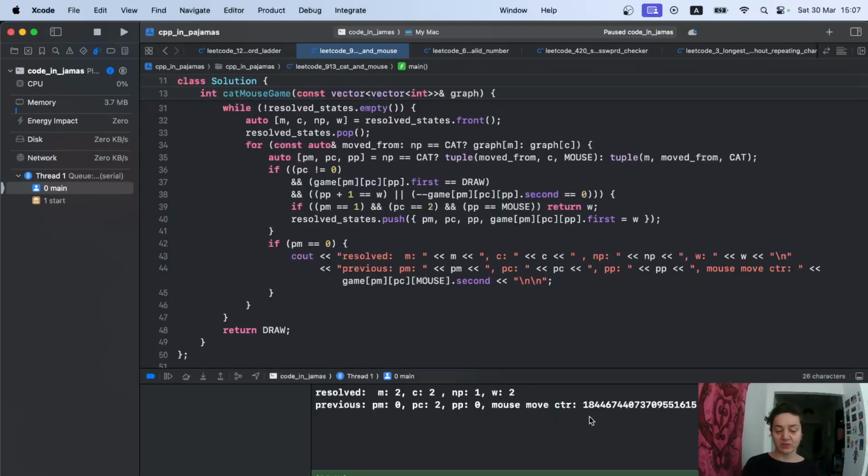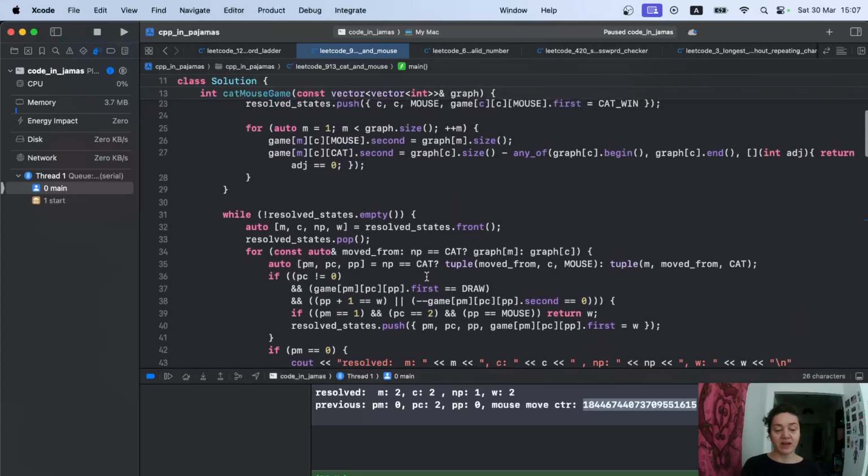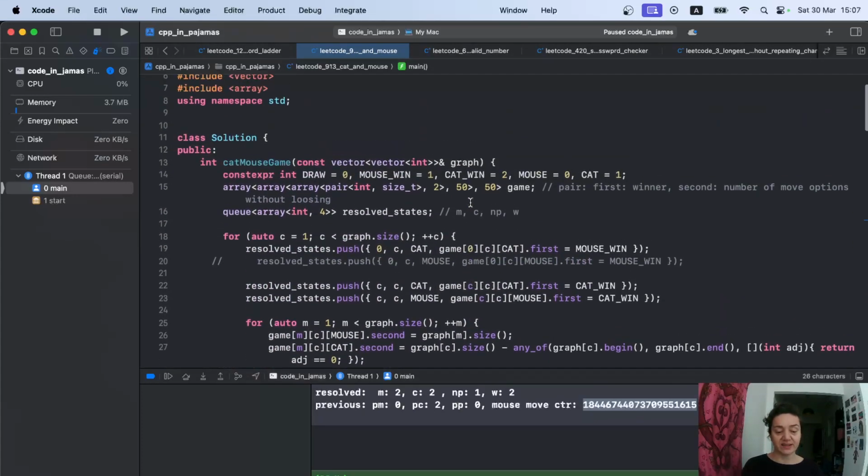Because look at the mouse move counter. Because when the mouse does this, it's just -1 for his move options for when he's here and he's here and it's his turn. It's just -1 for move options. Since my move options are a size_t, this got me to a huge number. This will never reach 0. We will never say that the cat is a winner there.